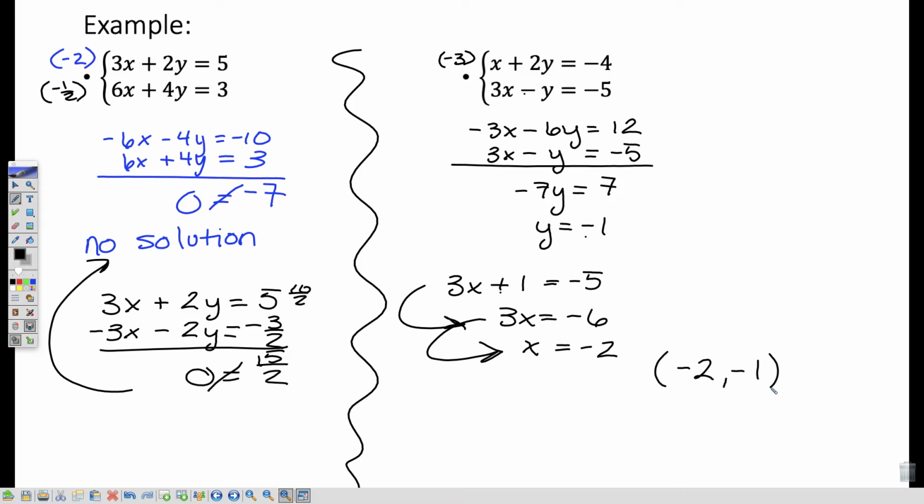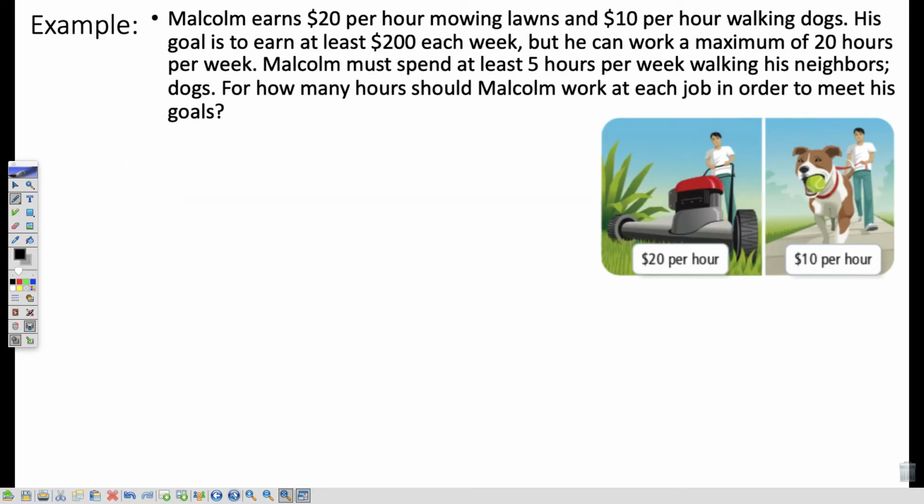I was hoping somebody multiplied the bottom by 2. I mean, I could. If you multiply the bottom by 2, you get what? 6, 7x equals negative 14, which gives you negative 2 for x. Okay, am I good? No. But I like my way better.